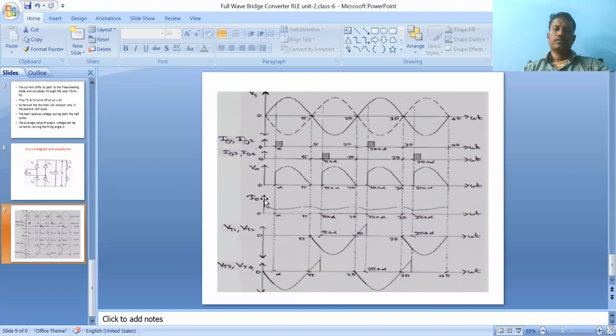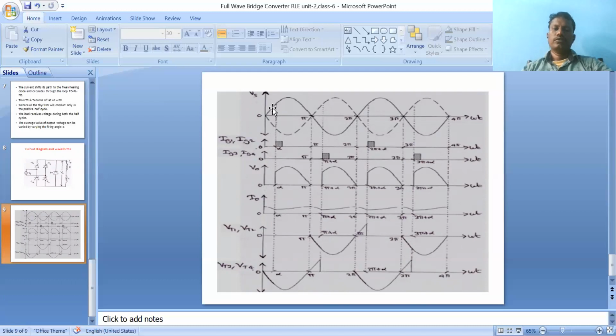So this current flows through the circuit, represented by I0. The output voltage follows the supply voltage, and it draws some current also. This current starts at alpha and ends at pi only. So at omega t equal to pi, the supply voltage ends the positive half cycle.